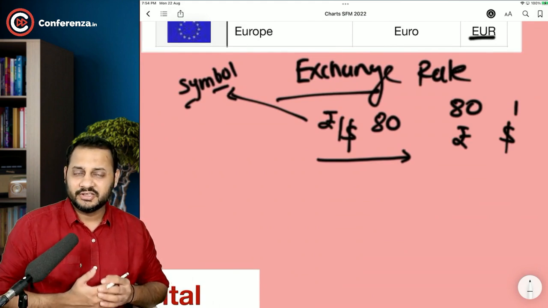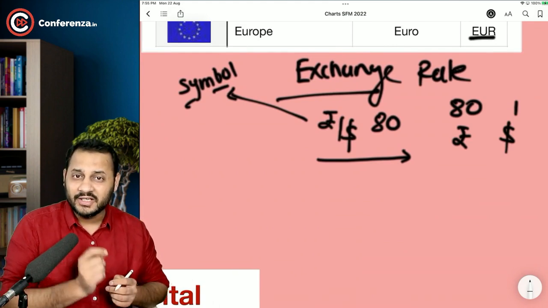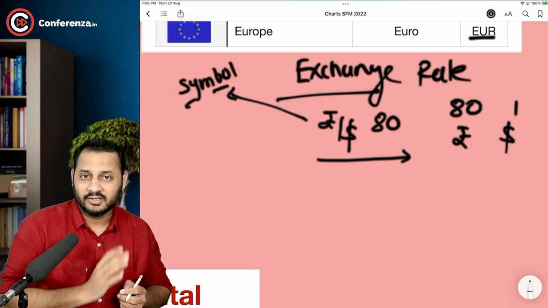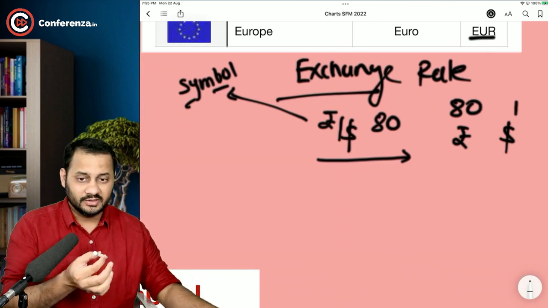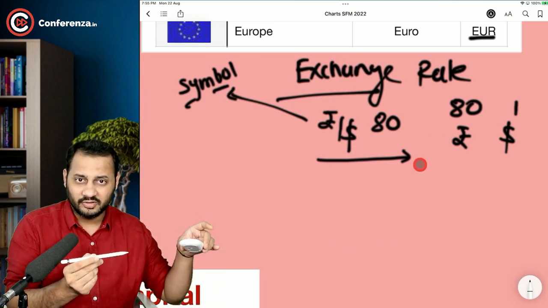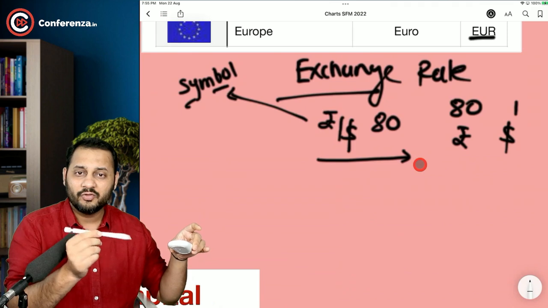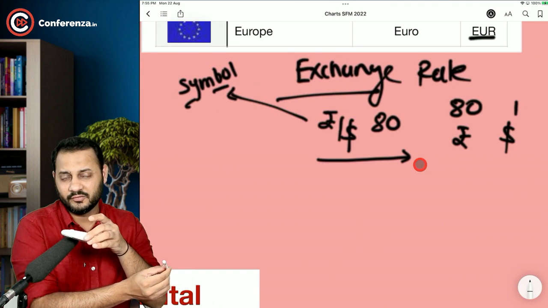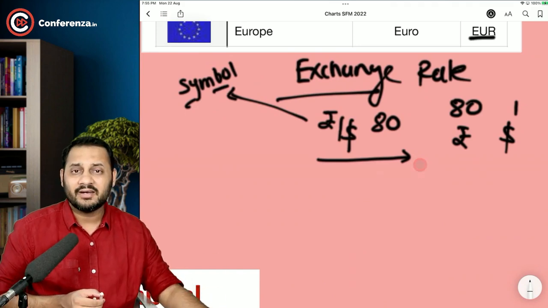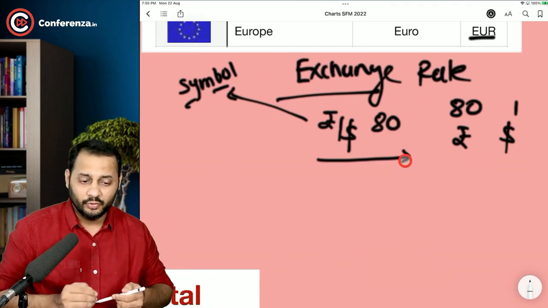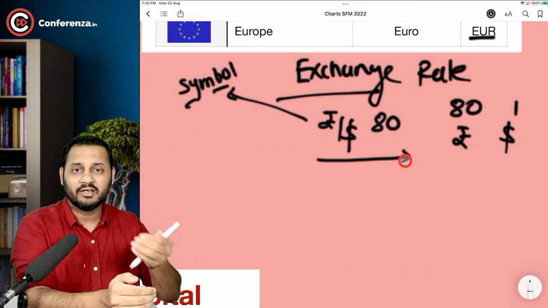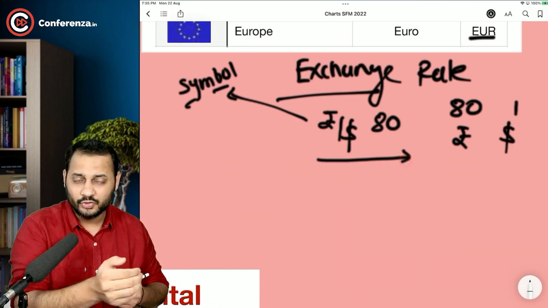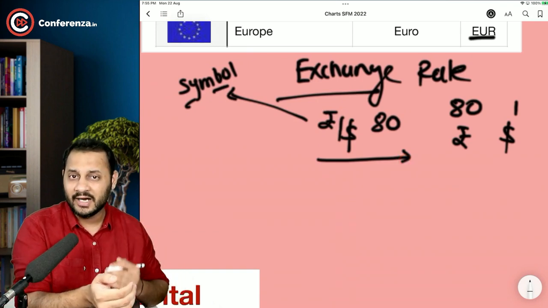So what is the exchange rate? Exchange rate is the rate at which one currency can be converted into another currency. So let's say this is rupees and this is dollar. I have to pay 80 rupees in order to get 1 dollar. It's very simple. Rupees per Parle G biscuit is 5, so you give 5 rupees and you take 1 Parle G biscuit. Rupees for Hide and Seek is 30, so you pay 30 rupees and you get 1 Hide and Seek.